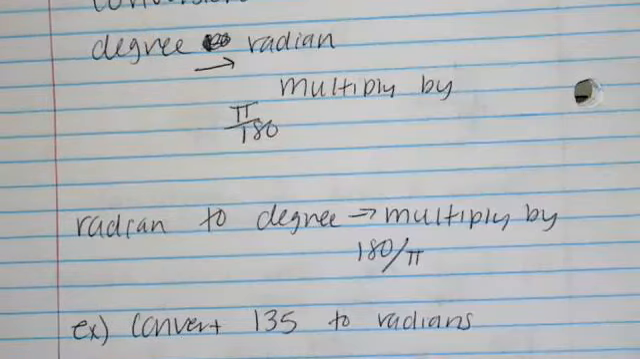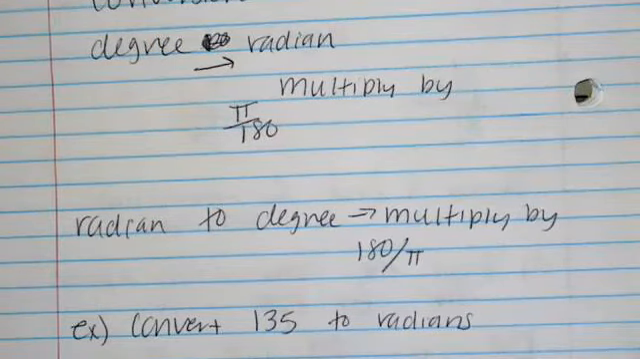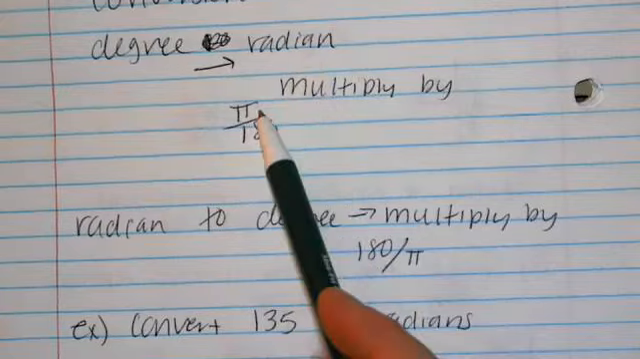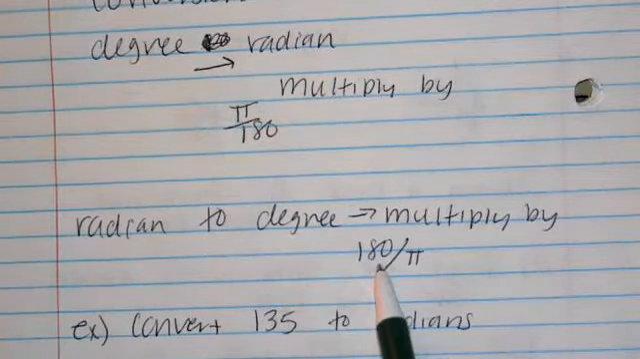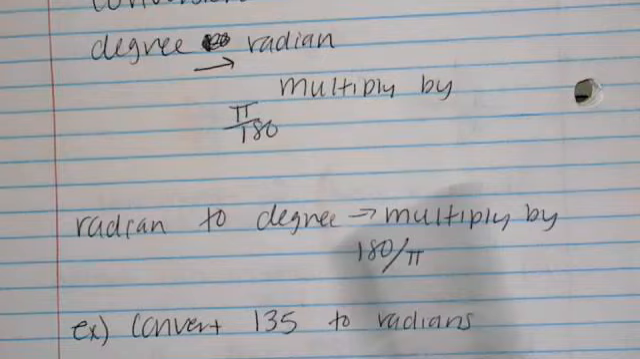If you're going from degrees to radians, you will multiply by pi over 180. And if you're going from radians to degrees, you multiply by 180 over pi. So the thing you're going to goes on top. If we're going to radians, pi goes on top. If we're going to degrees, 180 degrees goes on top.